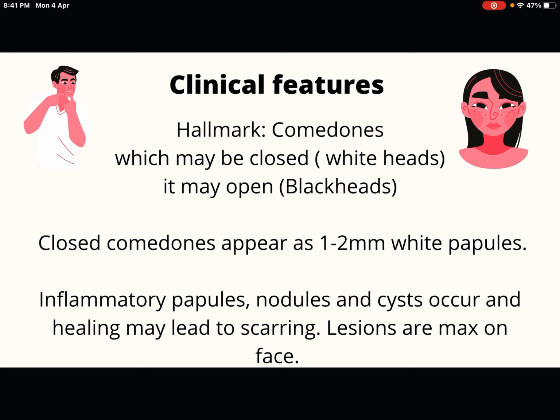That's it. Now let's see the clinical features. The hallmark clinical feature here is the comedone. There are 2 types of comedones: some are closed and some are open. The closed ones are called whiteheads and the open ones are called blackheads. The closed comedones appear as 1 to 2 mm white papules.